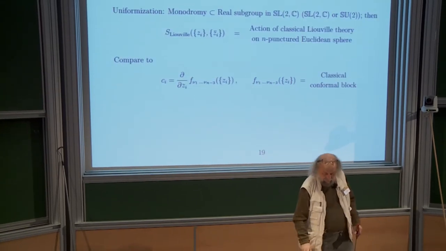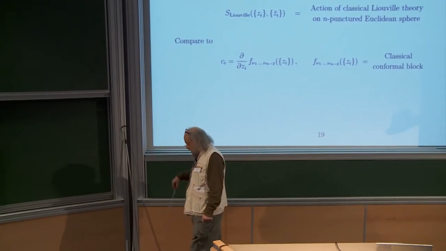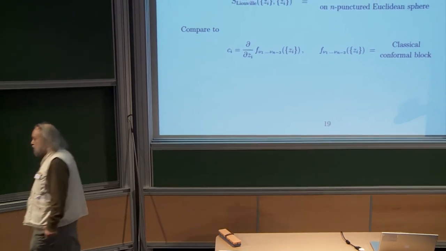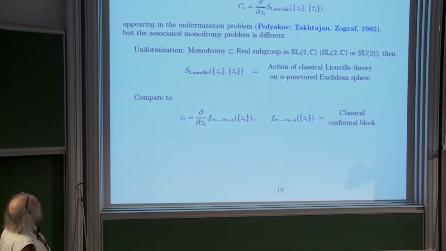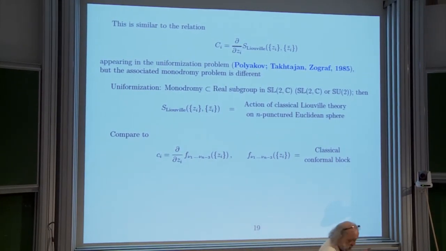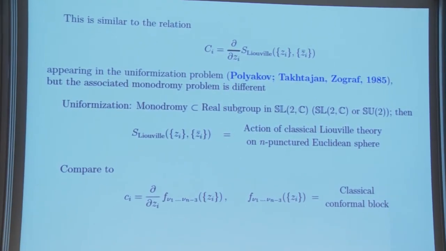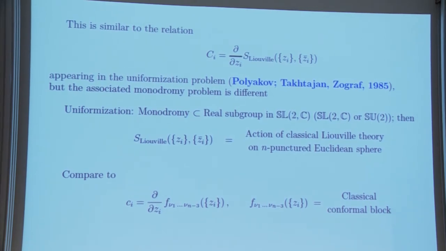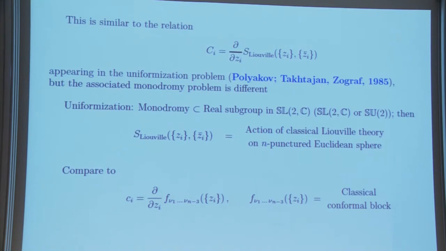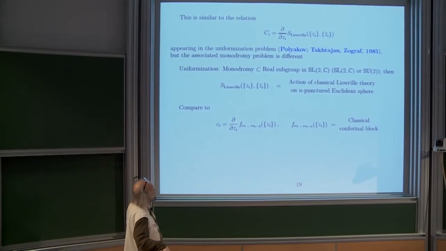This, of course, is very similar to the expression for the accessory parameters which appeared in the uniformization problem. This was conjectured by Polyakov long ago, again in the early 80s, and then proven by Takhtajan and Zograf. But the associated monodromy problem is different, as I'm going to explain. Now, in the uniformization problem, we are dealing with the condition that the monodromy group is going to be Fuchsian. That means the monodromy group associated with this second order differential equation must be embedded into a real subgroup of SL2.